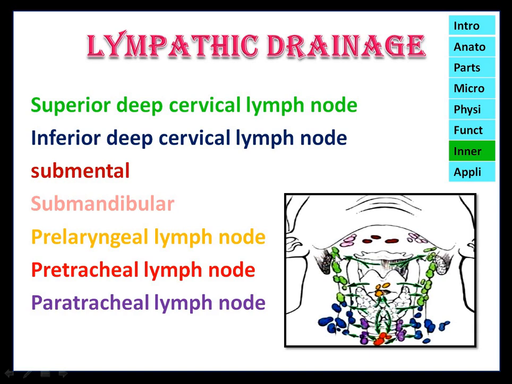Now the lymphatic drainage of the thyroid gland. These are the superior deep cervical lymph nodes. These are the inferior deep cervical lymph nodes. This is the submental and this is the submandibular lymph node. This is the prelaryngeal lymph node. This one is the pretracheal lymph node and this one is the paratracheal lymph node.